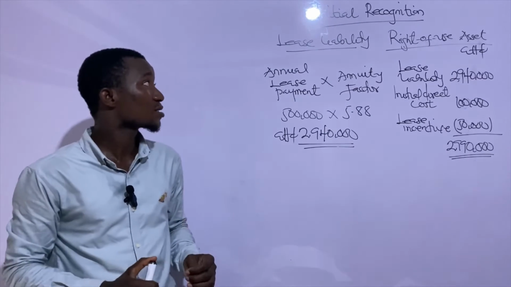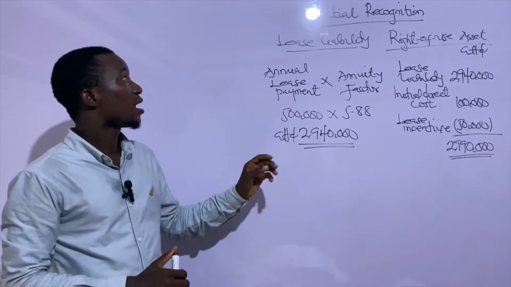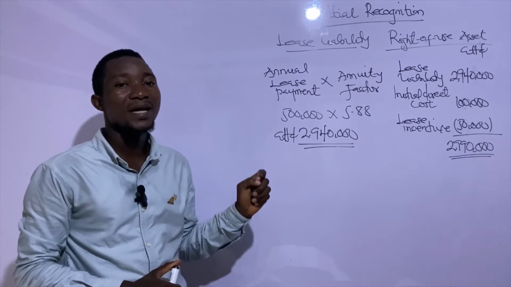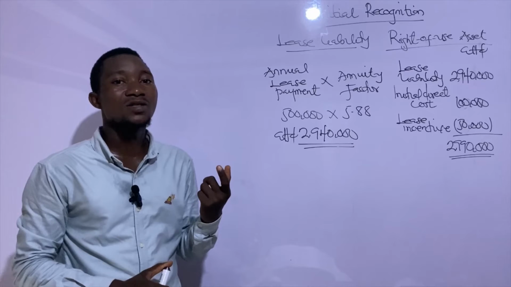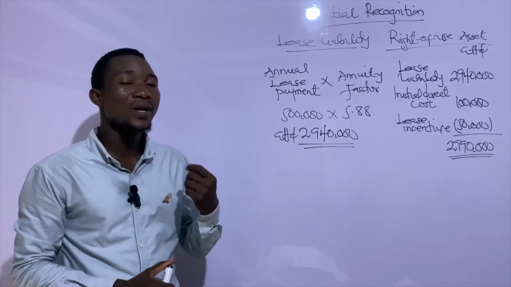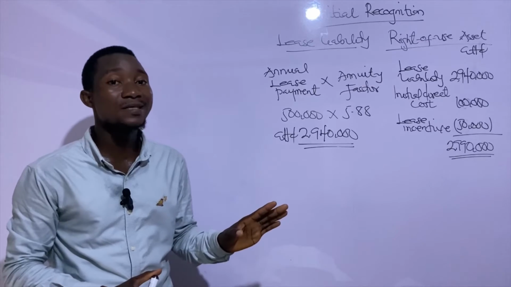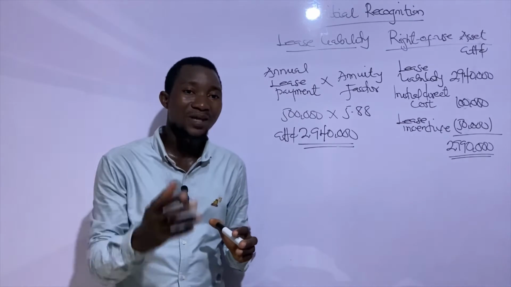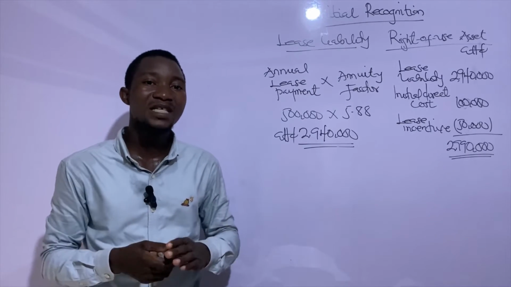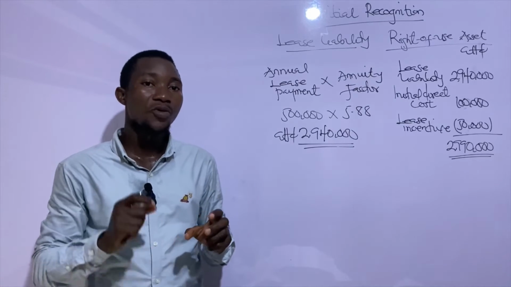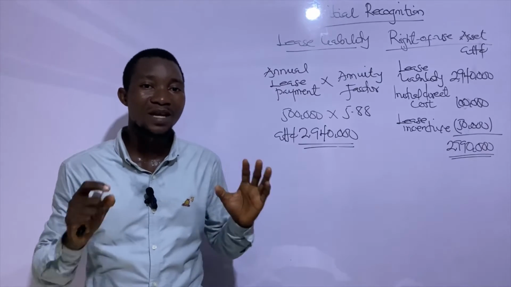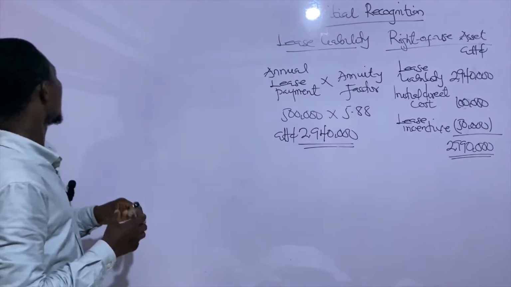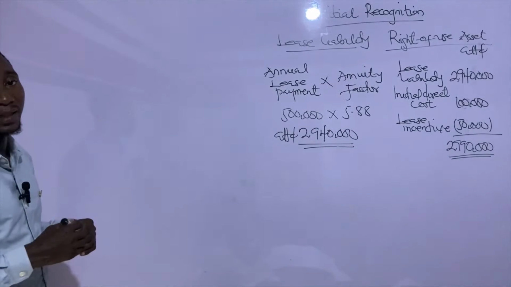The standard says that at the commencement date, after initially recognizing the lease liability and the right of use asset, the next thing to do is to subsequently measure the finance cost and how this finance cost will impact on the financial statement of the lessee. Is that okay? So subsequently, we use what we call an amortization schedule, or a schedule of lease payment and finance cost. We prepare this schedule in order to determine the finance cost and how the annual lease payment also goes. Good. So let's look at how the schedule looks.